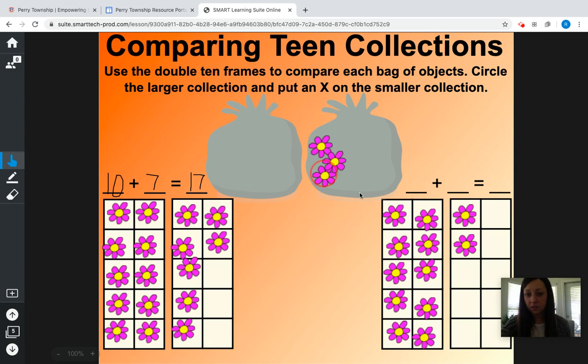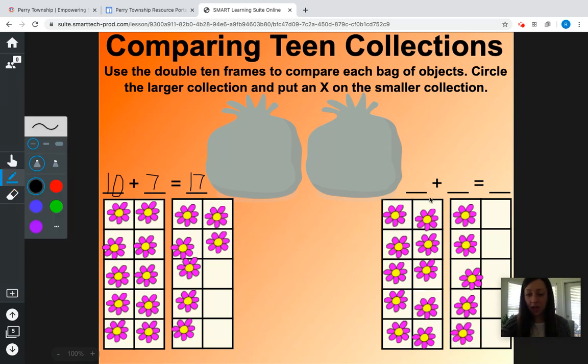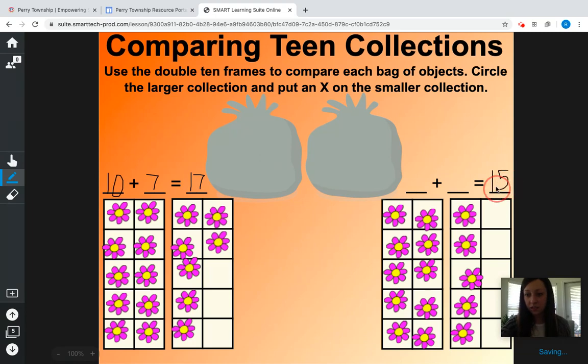12, 13, 14, 15. Okay, so I have 15 total. I'm writing in my 15 right here. 15 total. Okay, this first one, how many do I have?